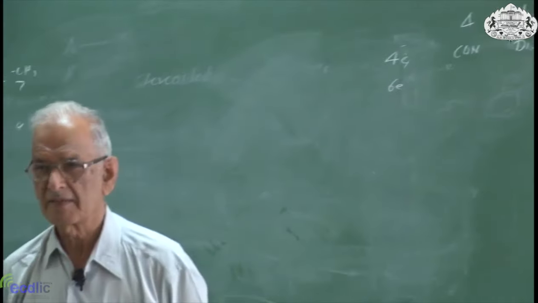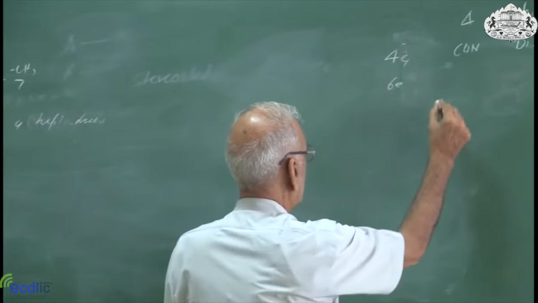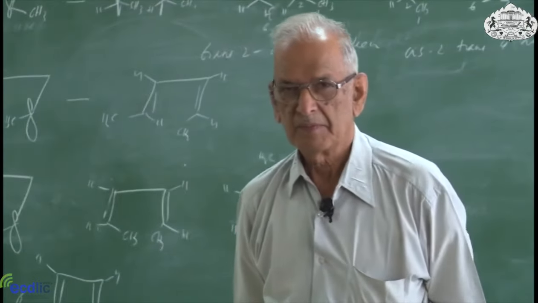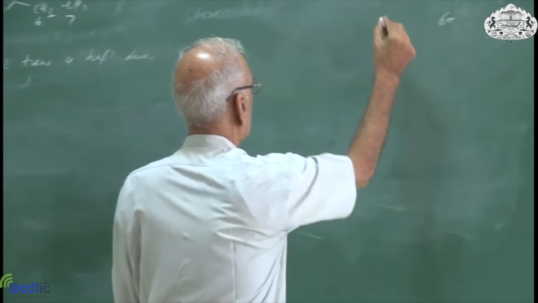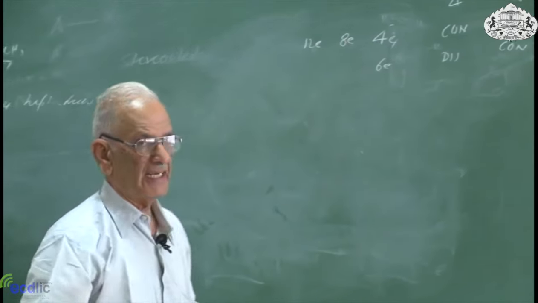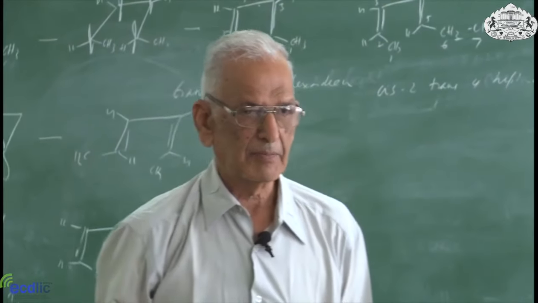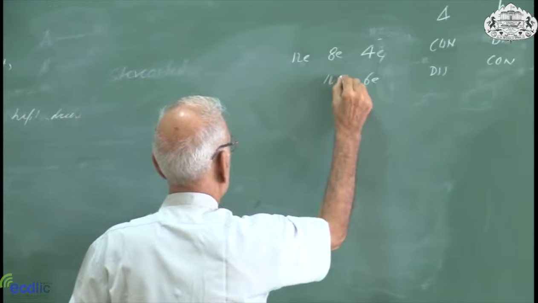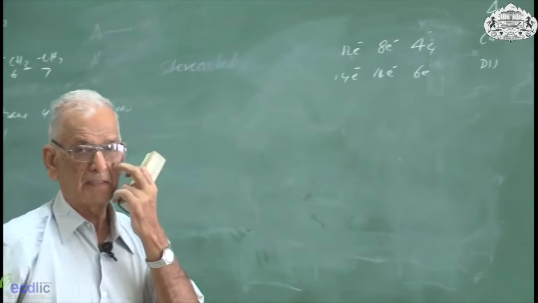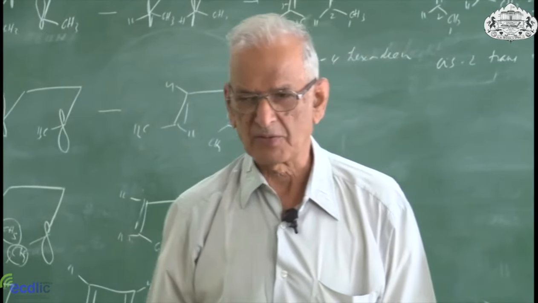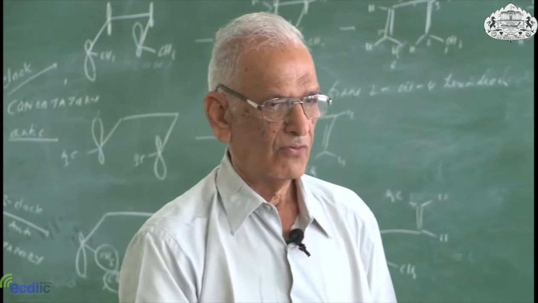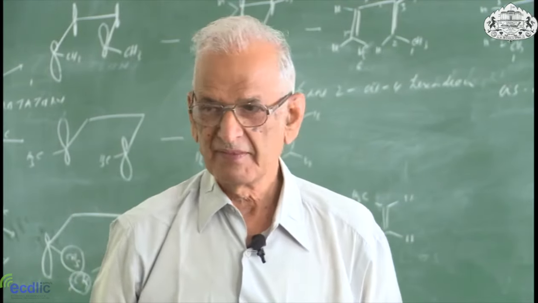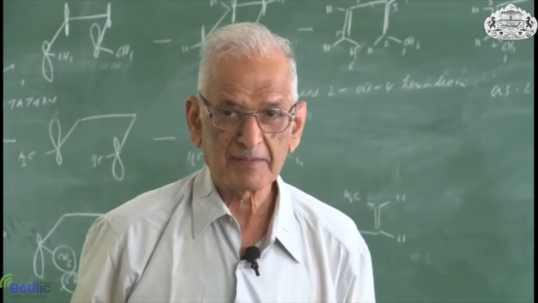When I do it with six electrons, the thermal reaction is disrotatory, the photochemical reaction is conrotatory. If I use 8 electron system or 12 electron system, thermal reaction is conrotatory, photochemical reaction is disrotatory. 10 electrons or 14 electrons, thermal reaction is disrotatory, photochemical reaction is conrotatory. 4 electron system behaves in one way, 4n plus 2 behaves in different way, which is the very famous rule that links to this? Huckel's rule.